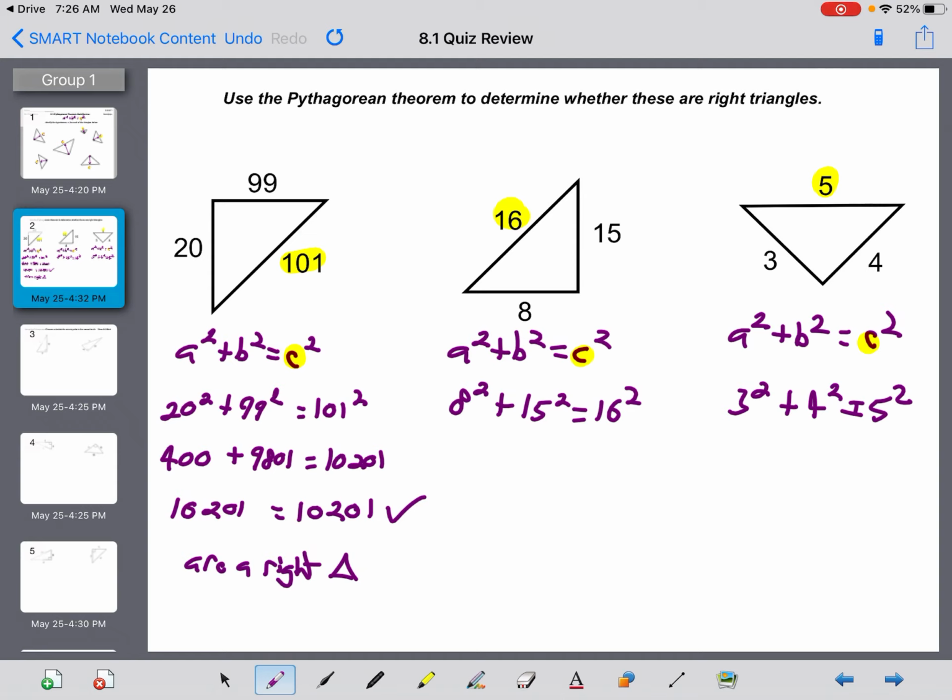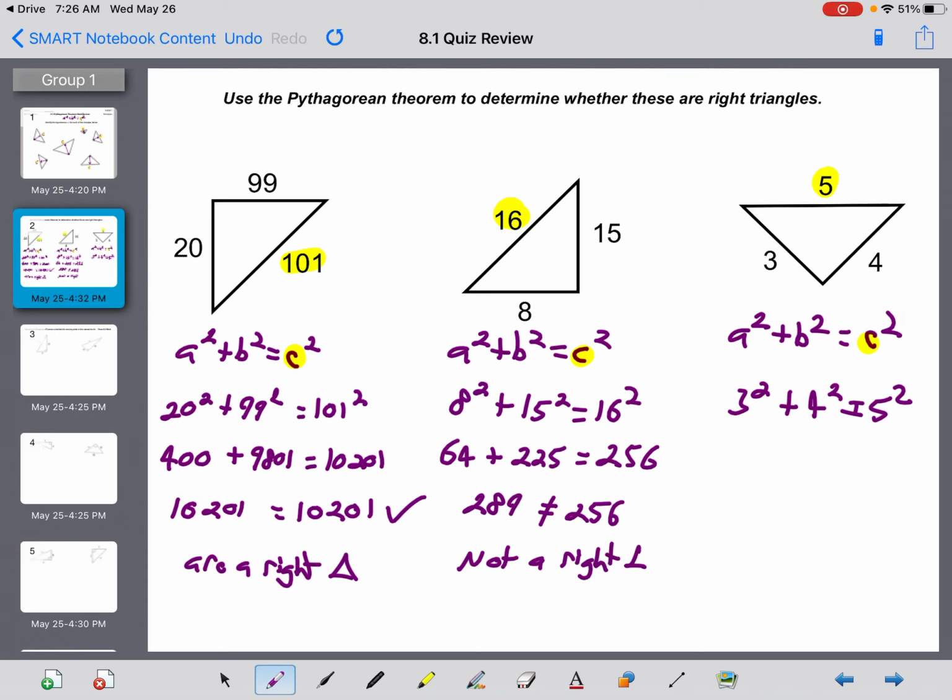Okay, 8 squared is 64. 15 squared is 225. And that's got to equal 16 squared, which is 256. But if you add 64 plus 225 together, we get 289, which does not equal 256. So this is not a right triangle. All right, and your last one, 3 squared is 9, 4 squared is 16, and 5 squared is 25. 9 and 16 makes 25, so these are equal. Okay, these are a right triangle.